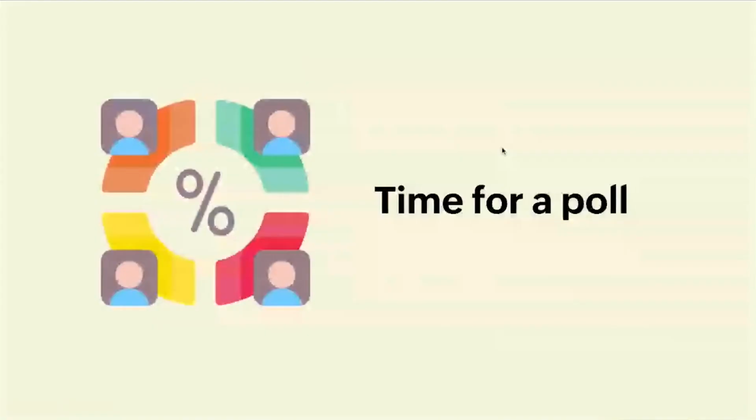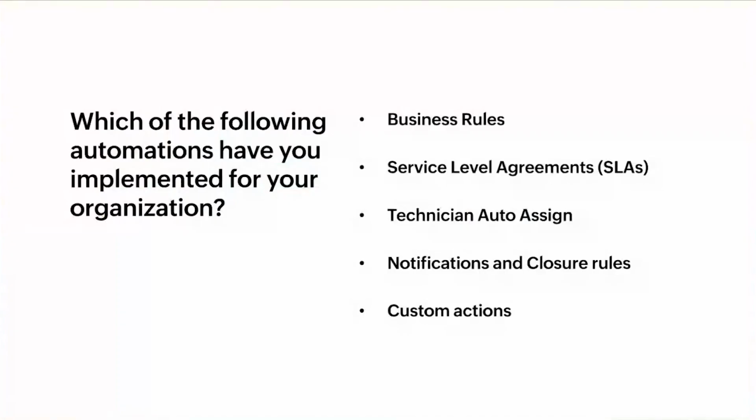And it's time for a quick poll. Here it is. I want to understand how many of you are already using these automations in your organizations, namely business rules, service level agreements, technician auto-assign, notifications and closure rules, and custom actions. Remember, this is a multi-select question, so you'll be able to choose more than one option. So please go ahead and record your responses. We'll keep the poll active for a few seconds.